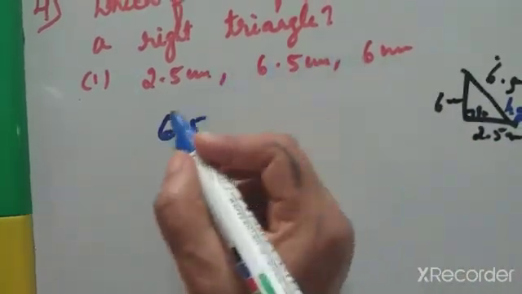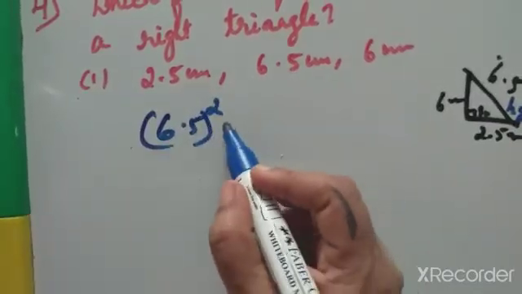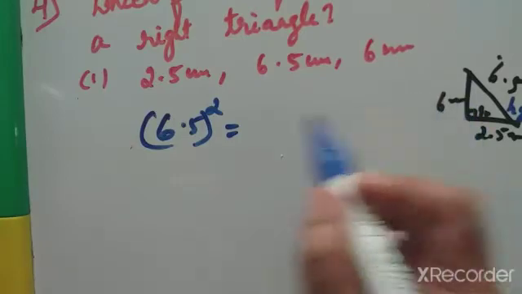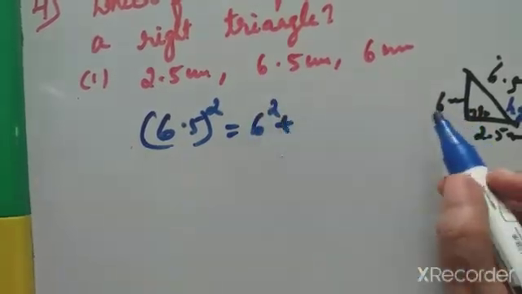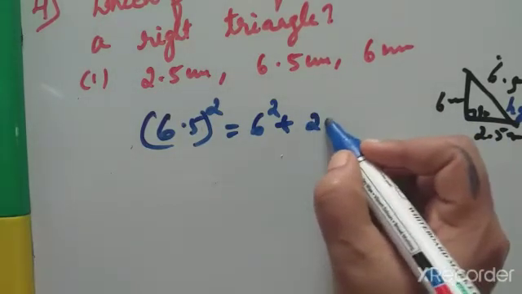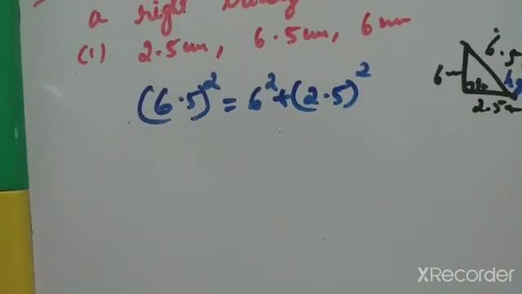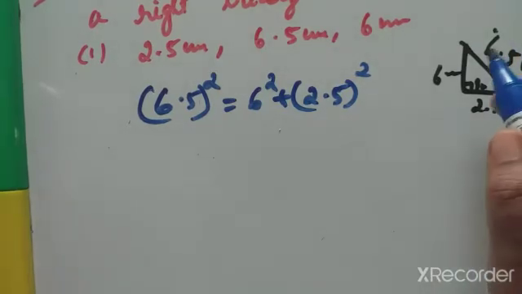In these three measurements, 6.5 is the highest. So the hypotenuse square is equal to the sum of the squares of the other two sides. 6.5 whole square is equal to 6 square plus 2.5 whole square.